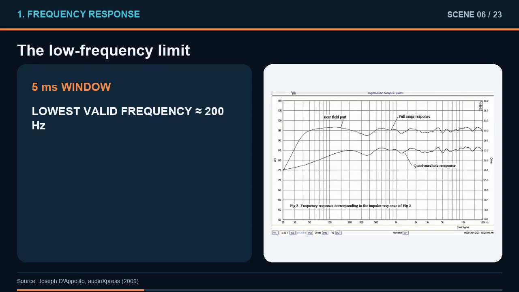Time windowing has an important limitation. Here, the reflection-free interval is only 5 milliseconds long. A 5 millisecond period corresponds to a frequency of 200 Hz. That means the falling curve below 200 Hz is not reliable loudspeaker data. It is a consequence of the short analysis window. The same window also limits frequency resolution to roughly 200 Hz, so narrow details may be hidden. A clean-looking curve is useful only when we understand the limits behind it.